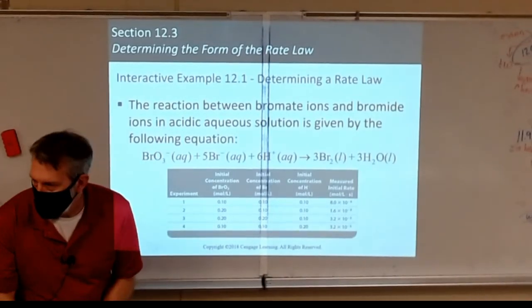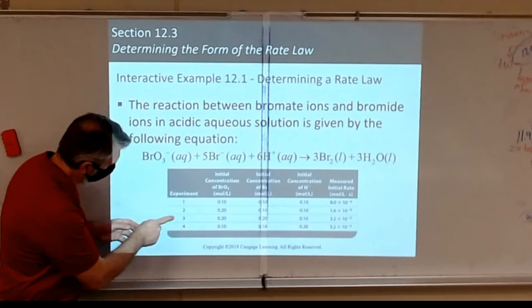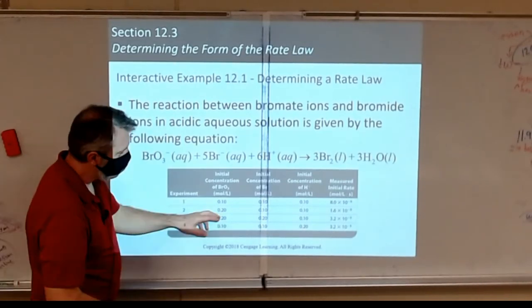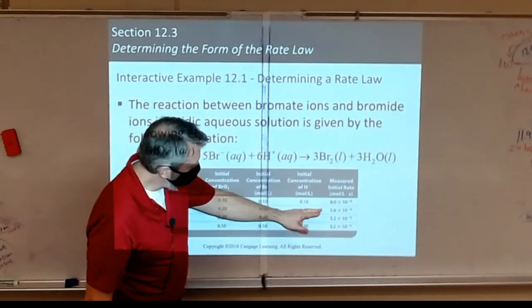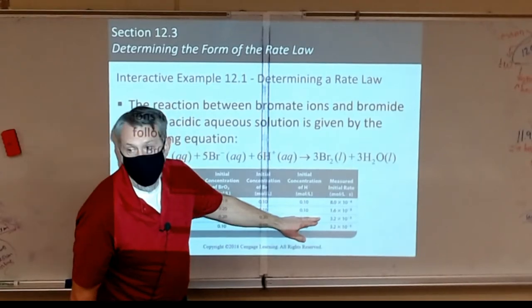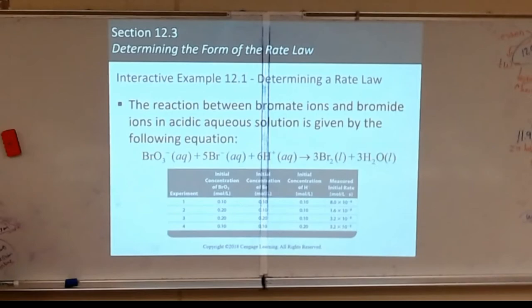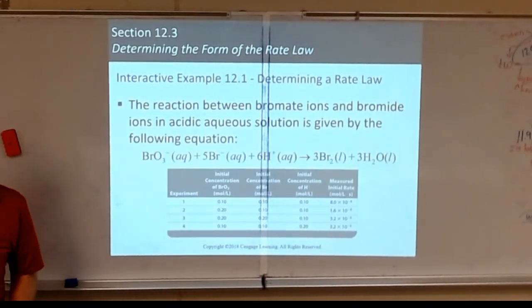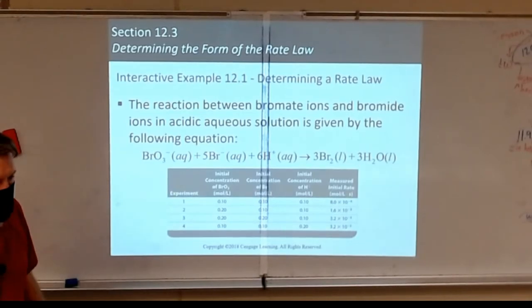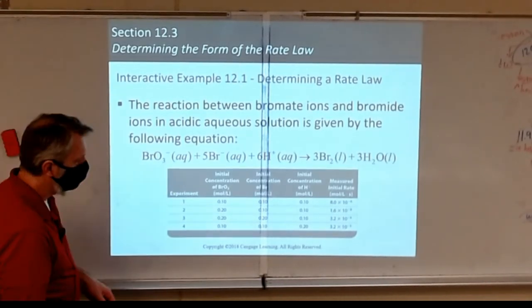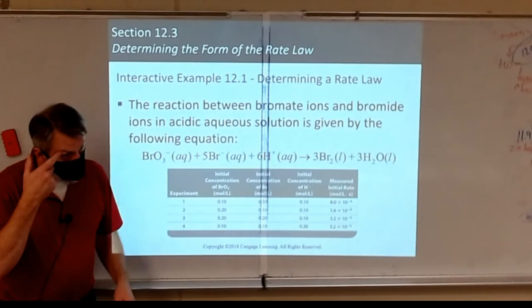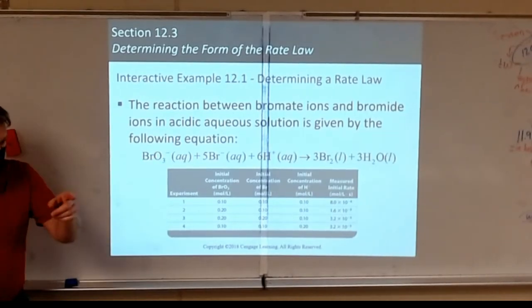Concentration of bromide. So between 2 and 3, the concentration of bromide did what? Doubled. And what happened to the rate? Doubled. How about that? All right, 4. What should I compare 4 to? I should compare 4 to 1, right? Because the initial concentration is double relative. That's right. That's what you want to see.